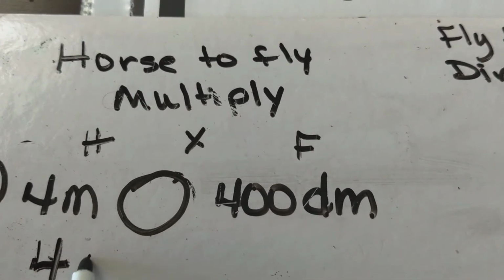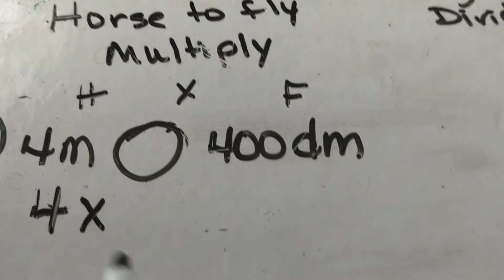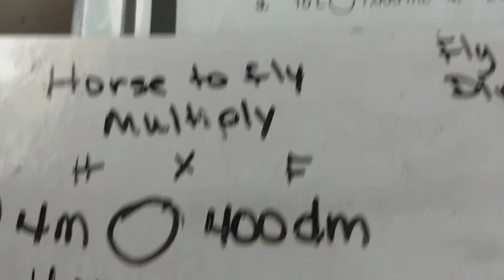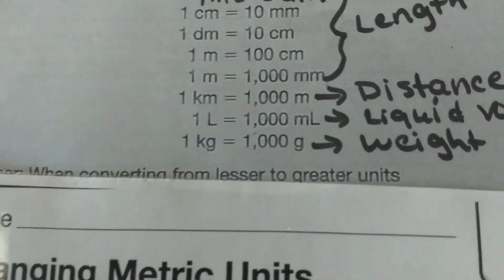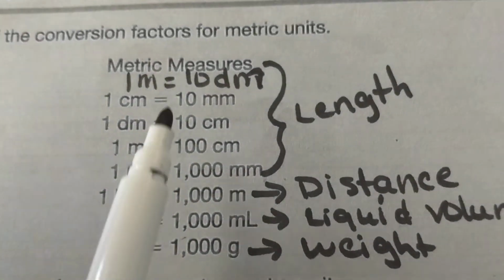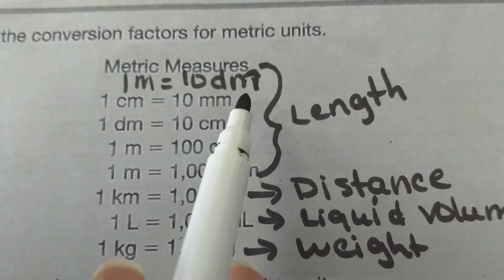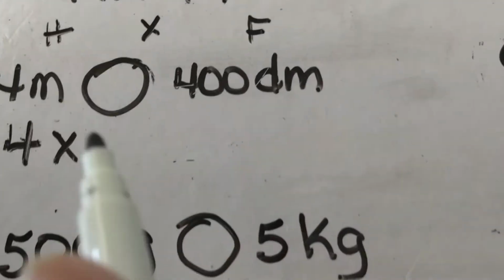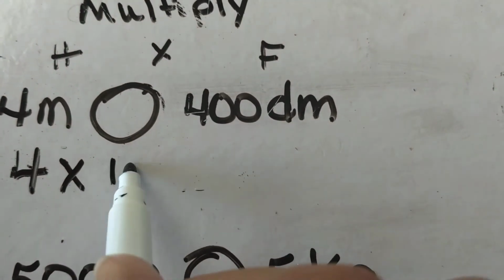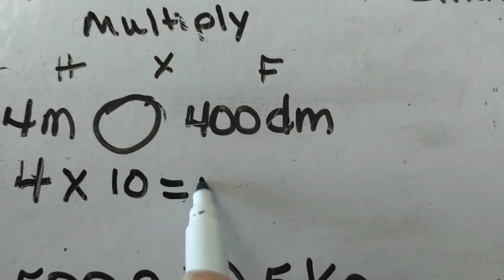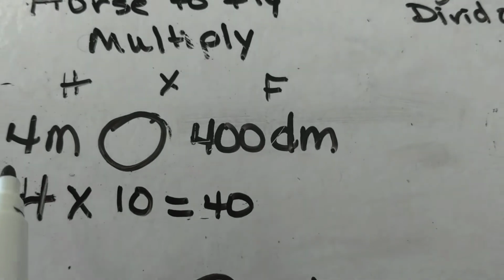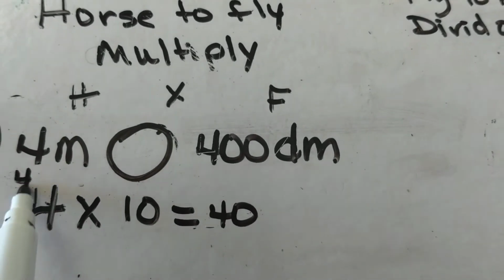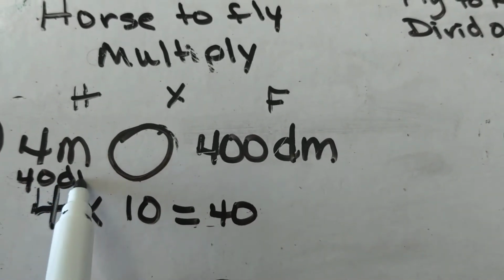So we're multiplying 4 times what number? Go back up to your chart. Meters to decimeters. Here it is. 1 meter equals 10 decimeters, right? So we're multiplying by 10. So come back down to our chart and we're multiplying by 10. 4 times 10, of course, is 40. Pretty simple, huh? So my answer would be 40 decimeters.